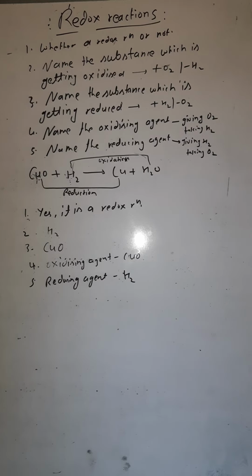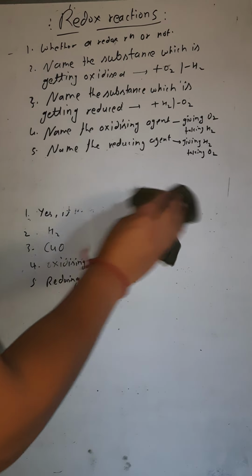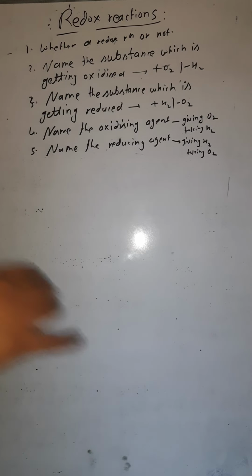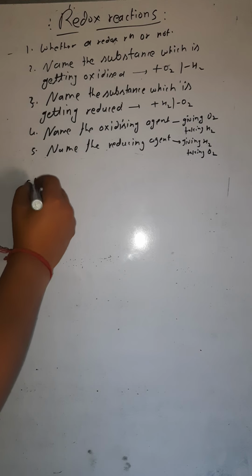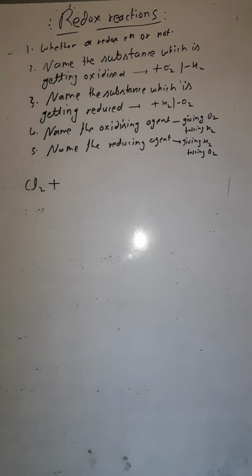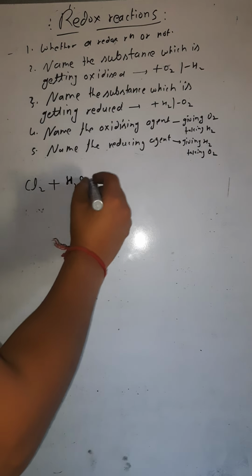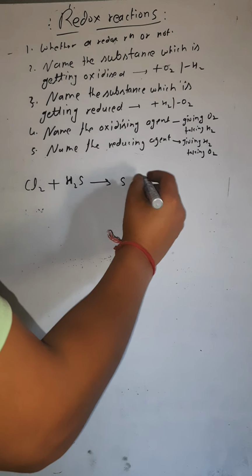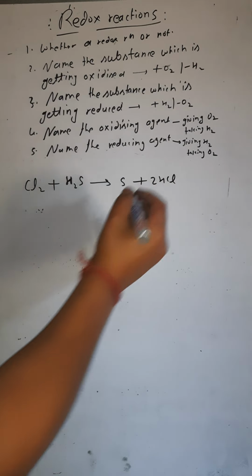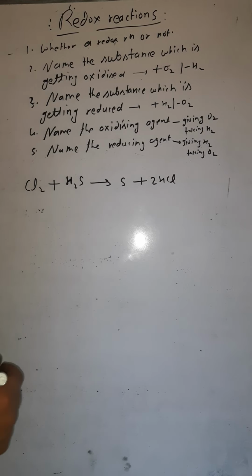Okay. One more reaction. If you have written this, one more reaction I am just writing here, which you just try yourself. Okay. The question is: chlorine, visible? Good. Chlorine plus hydrogen sulfide, both are reacting together to make sulfur plus twice HCl, meaning hydrochloric acid. So tell me whether this is an example of a redox reaction.